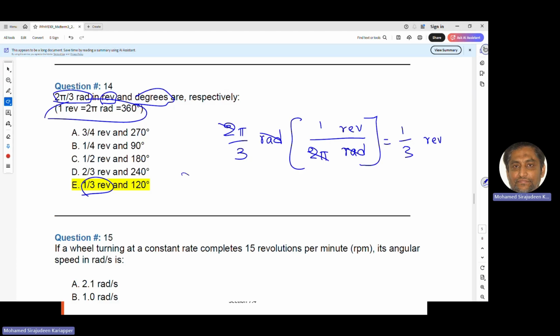The second one is to convert the 2 pi over 3 radian to degrees. So the conversion factor will be: radian should go away. So since it's up, I have to put it down. And up, you should have the degree. Now you know the conversion. You can say 180 degrees, or 360 degrees if you can't remember, is equal to 2 pi radian. That's it. You cancel this with this, and 360 divided by 3 will be 120.